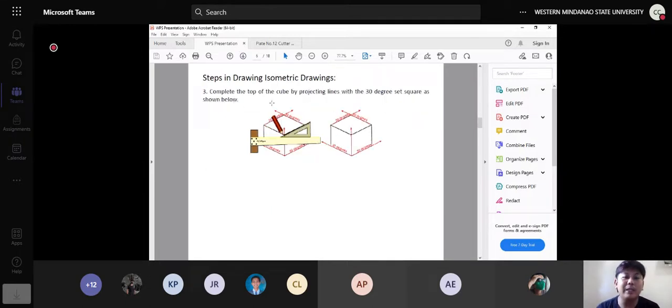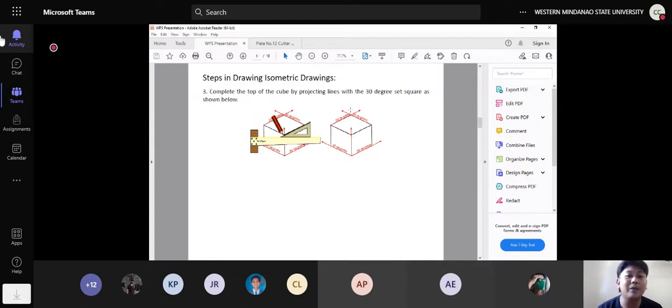And then after that, to complete the top of the cube, punta tayo sa taas, depende kung ano man yung dimensions ng isometric drawing natin. Then ganun pa rin yung pag-orient natin doon sa 30-degree na set square natin, no? So para sa right side na to, isometric line na to na nasa right side, ganito lang yung orientation. And then after that if we want to draw yung sa opposite side, 'di ba? So i-flip lang natin.